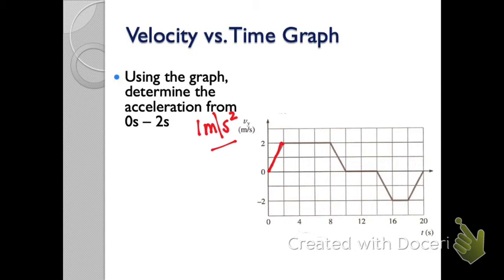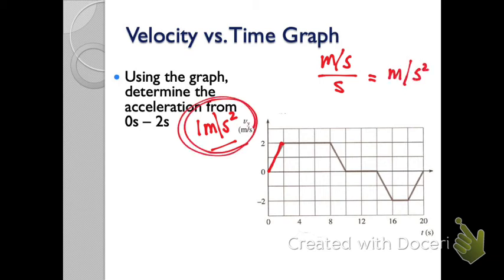Okay. Units for acceleration are meters per second squared, because if we're taking rise, that's meters per second, over time or run, meters per second over seconds is meters per second squared. So my slope here, or my acceleration, is 1 meter per second squared, because I went up 2 over 2.